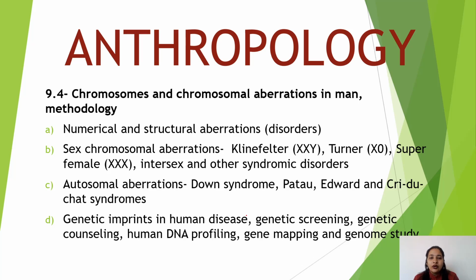So in part 1, I told you about chromosomes. Today we will be learning about the errors or the aberrations. This is a very important topic. This is unit 9.4 of paper 1 of Anthropology.